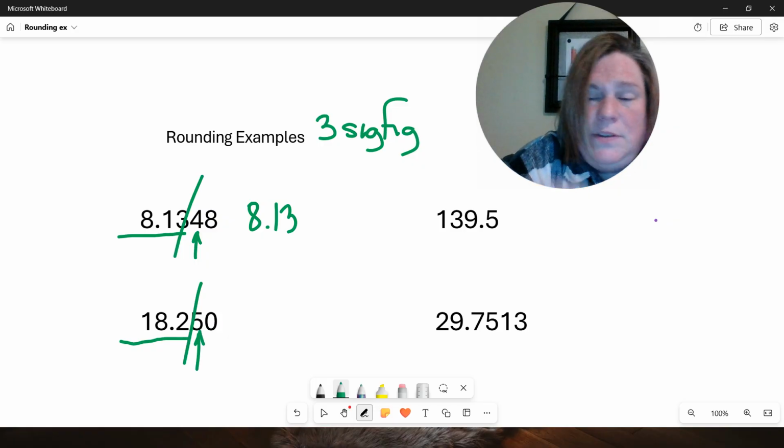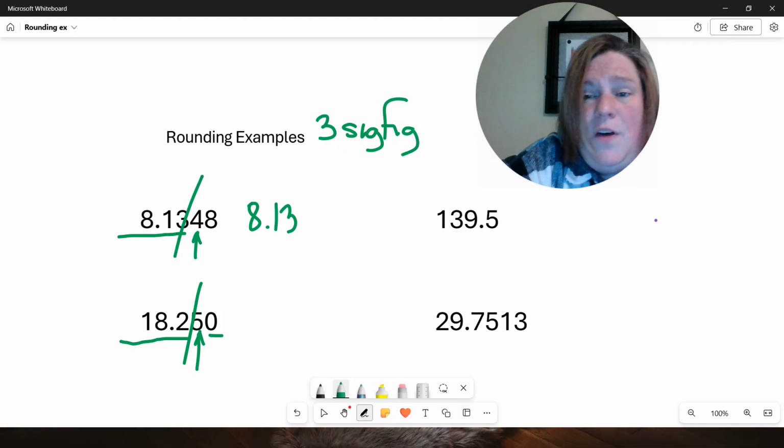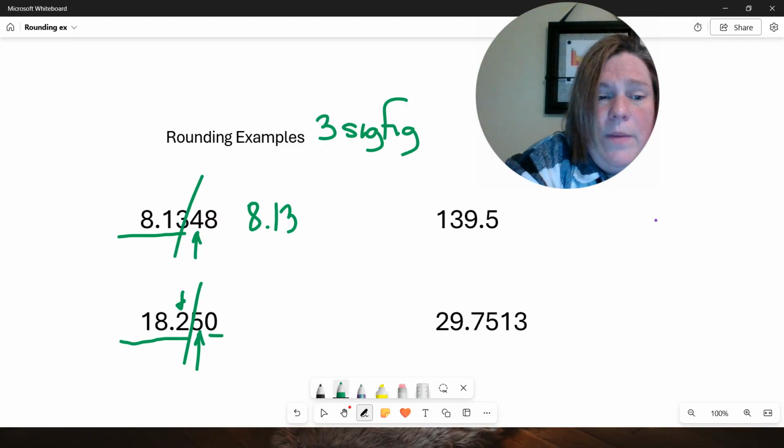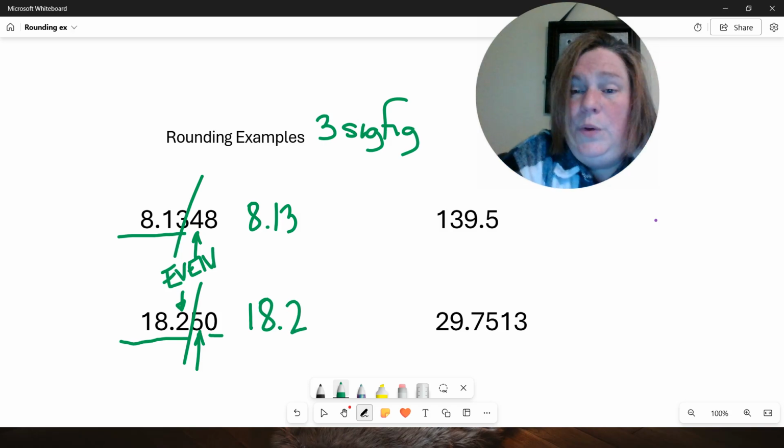We are dropping a 5, so you should have a little alarm going off. Oh, this is one of those exceptions because I'm dropping a 5. Look at the rest of the situation, followed by 0, and the remaining number is even. According to our rounding rules, we're going to leave it alone, and it's 18.2.